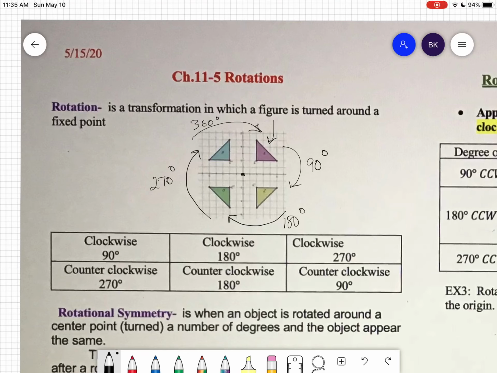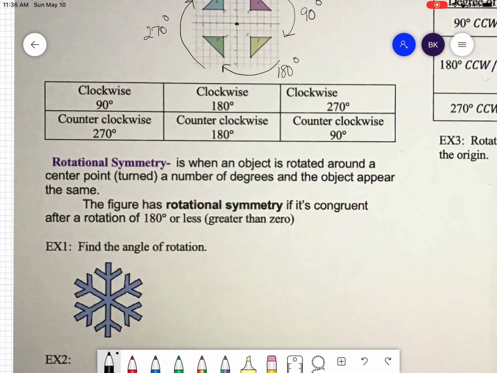So in the table below, you will see that if I rotate a shape clockwise 90 degrees, and I went the other way, counterclockwise, it will be 270 degrees. A 180 degree rotation is the same if you go counterclockwise or clockwise. And if you go clockwise 270 degrees, you would end up in quadrant 2. Then counterclockwise, you only need to rotate that shape only 90 degrees. So that will help us when we are working on rotating a shape using the rules.